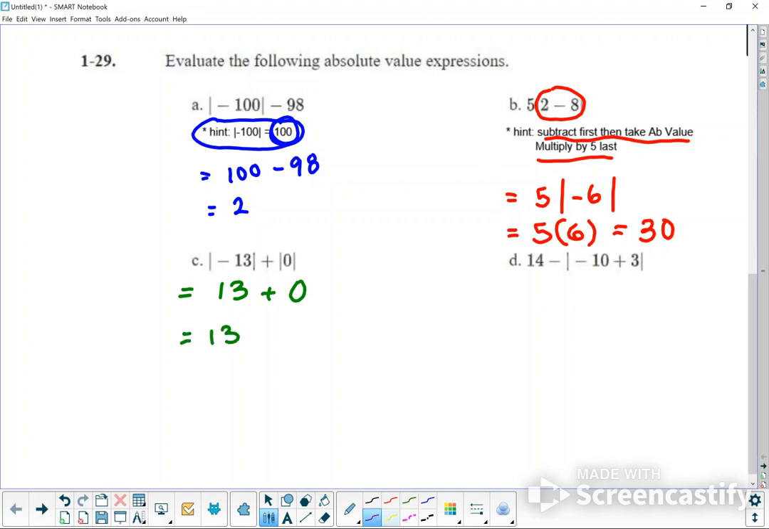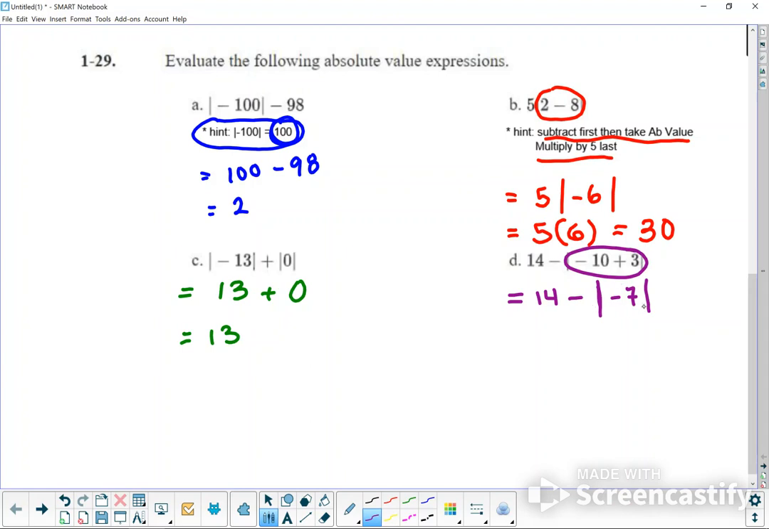All right. Letter D. No hints on this one, but if you're going to do it, you need to do the stuff inside the absolute value first. So negative 10 plus 13, and that's going to be negative 7 inside the absolute value. Now you write the rest of it down: 14 minus that. Now you're going to go ahead and work the absolute value.